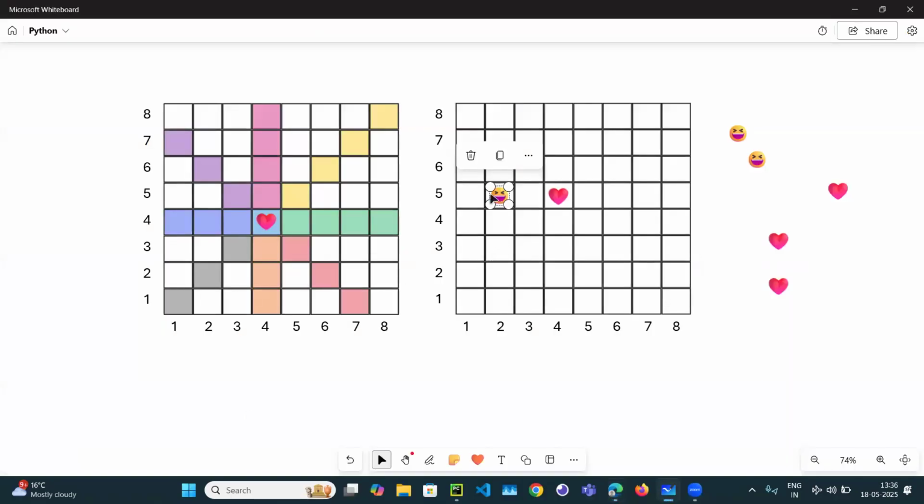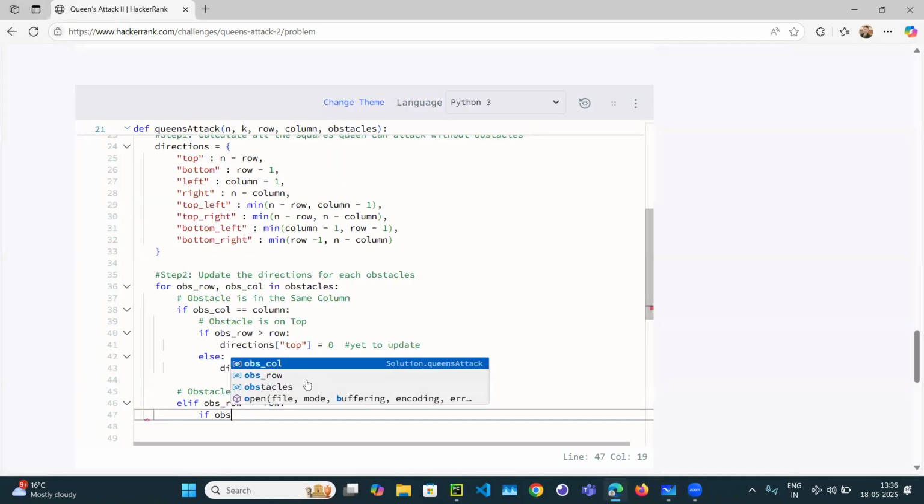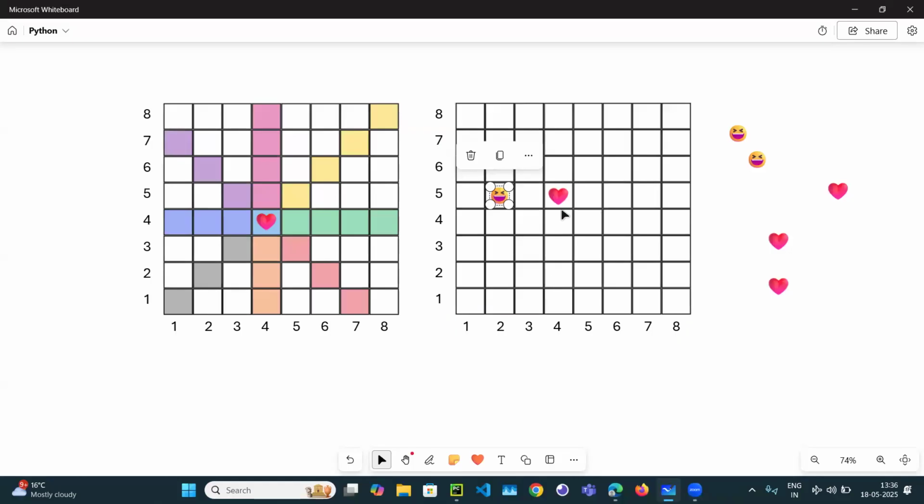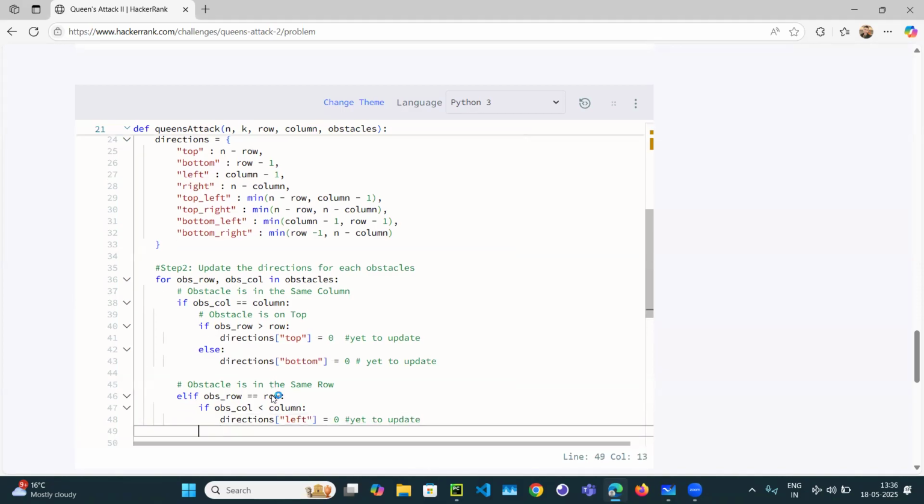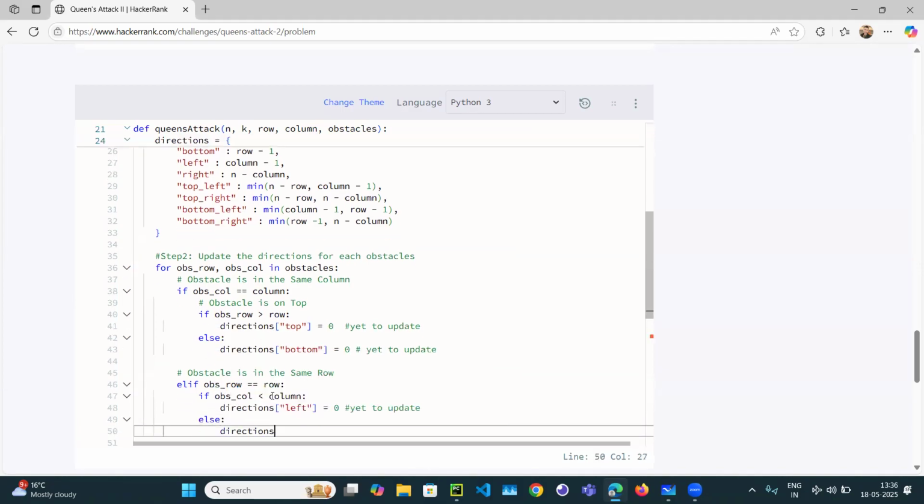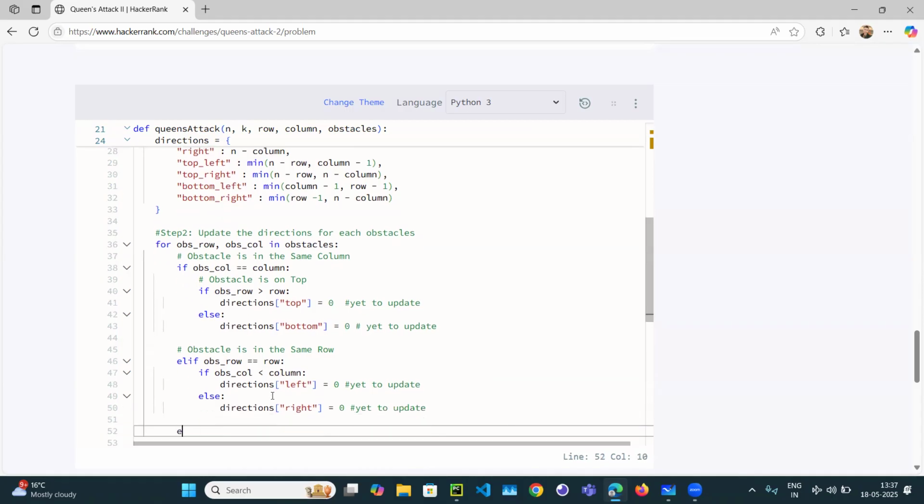When it is in the left: if obstacle column is less than the queen's column, because obstacle column is 2 and queen's column is 4, which means obstacle is in the left. If obstacle is in the left, then you need to update the left variable, yet to update with some formula. Else, obstacle is in the right, then you need to update the right variable. Yet to update.